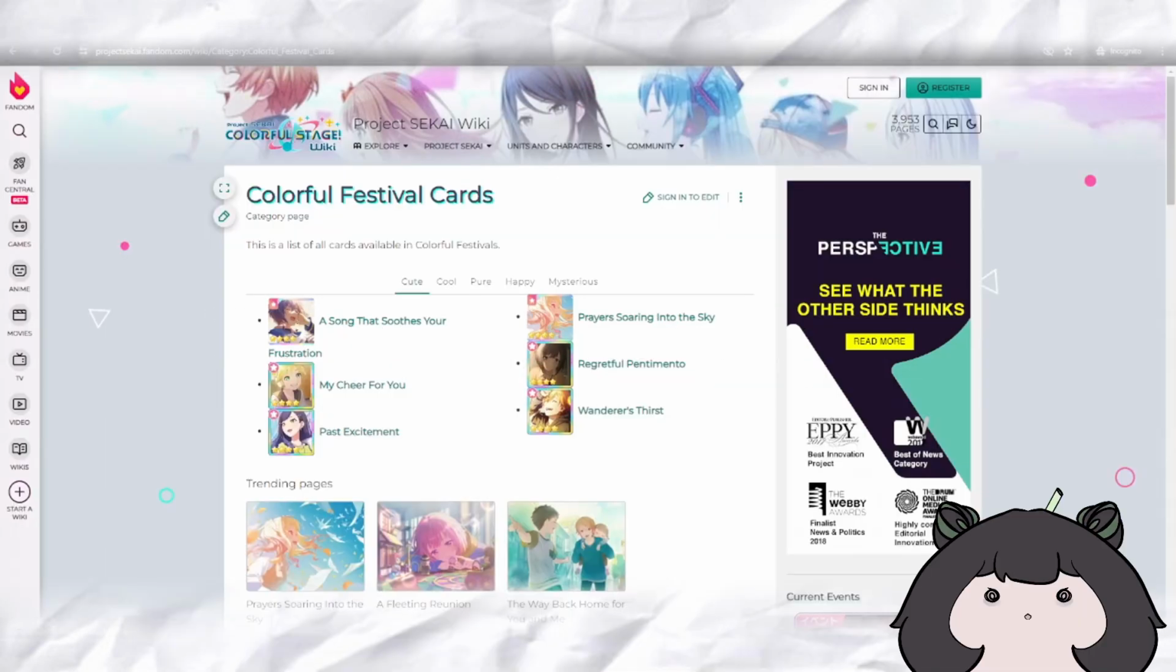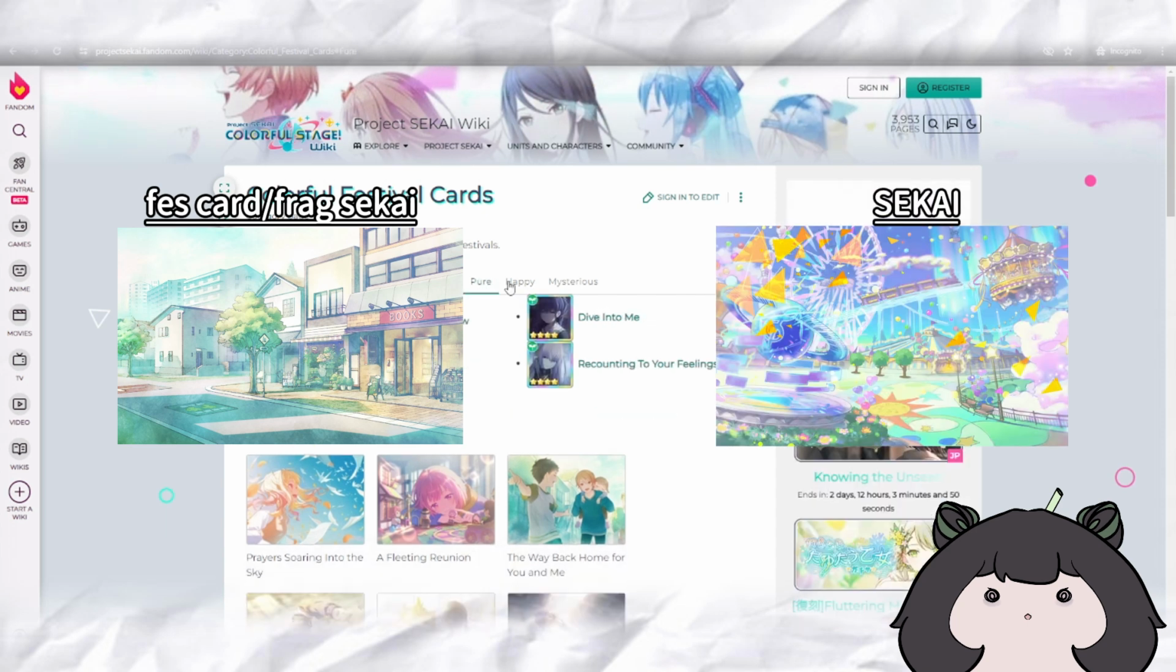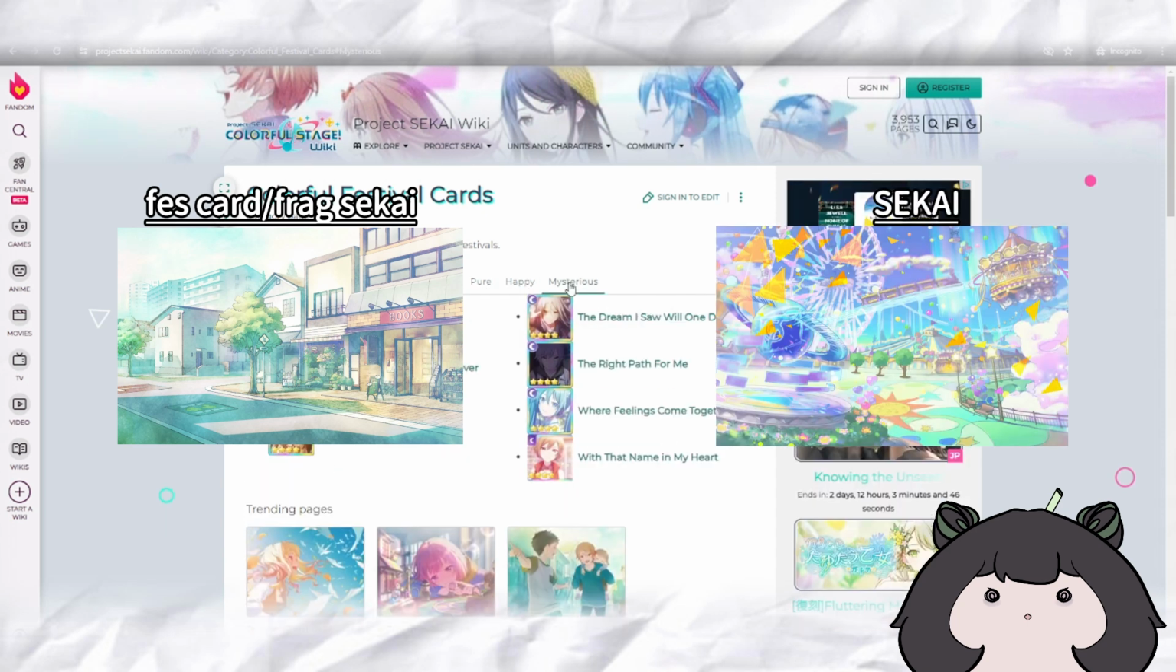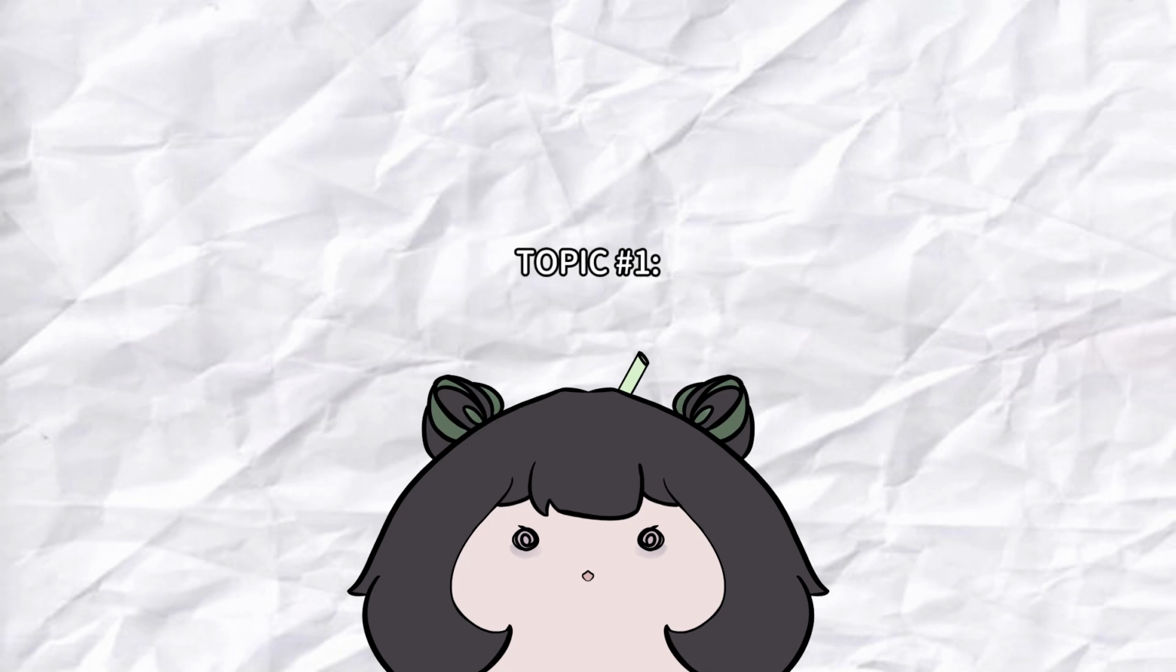I feel like to understand the FES cards, you need to understand what SEKAIs are, since they're fragment SEKAIs. And in order to understand SEKAIs, you need to understand emotion. And psychology of emotion is what this project is for. So that brings us to topic number 1.